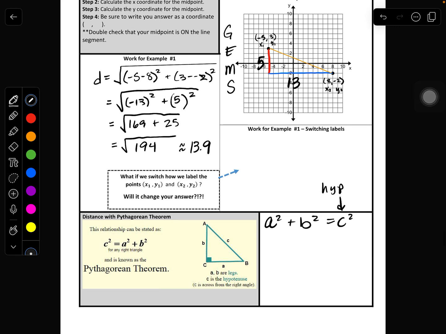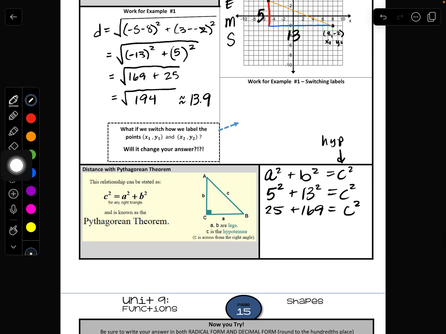And then that's my 5 squared plus my 13 squared is equal to c squared, all right? 5 squared is 25. 13 squared is 169. That is equal to c squared. We can see that all these numbers are exactly what we had using the distance formula. It's just a little less cumbersome here. 25 plus 169 is that 194. That's equal to c squared.